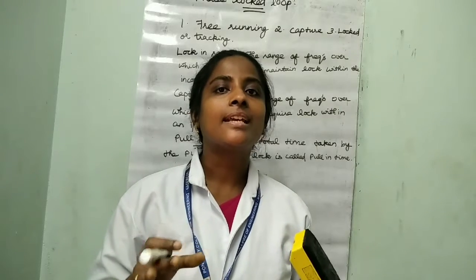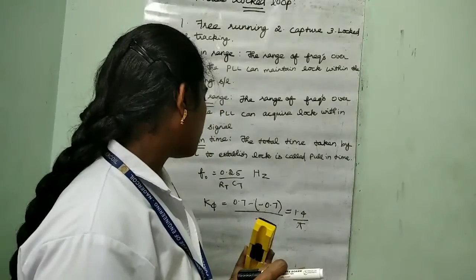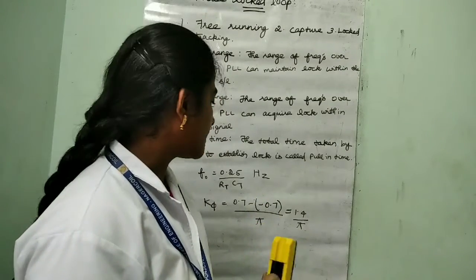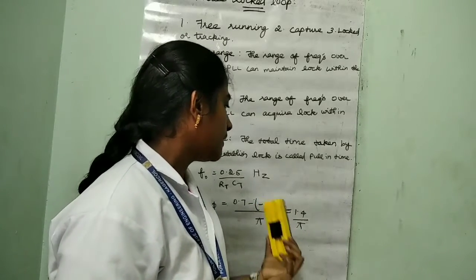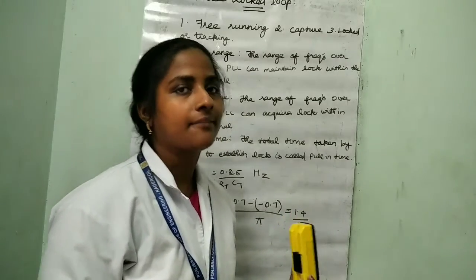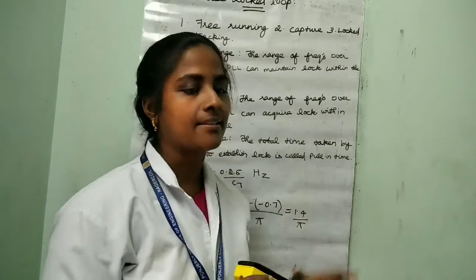The VCO is connected to the phase detector, which compares the F0 and the FS signal, that is the input signal. The conversion ratio of the phase detector of this 565 PLL, K5, is equal to 0.7 minus minus 0.7 divided by pi. Minus and minus becomes plus, so K5 is given by 1.4 divided by pi.